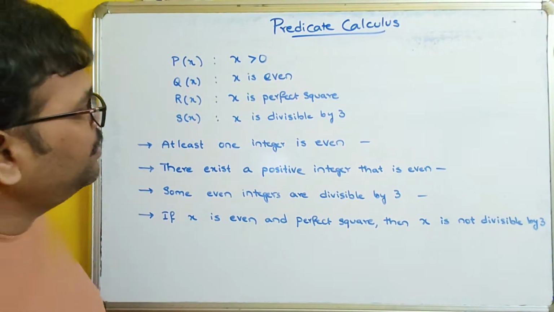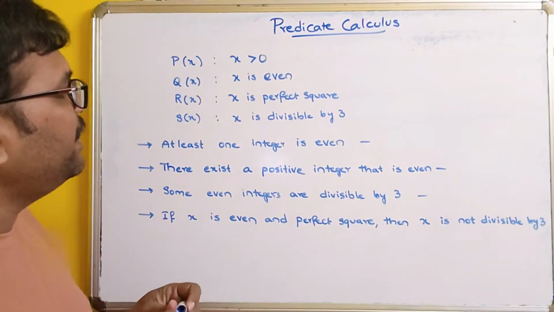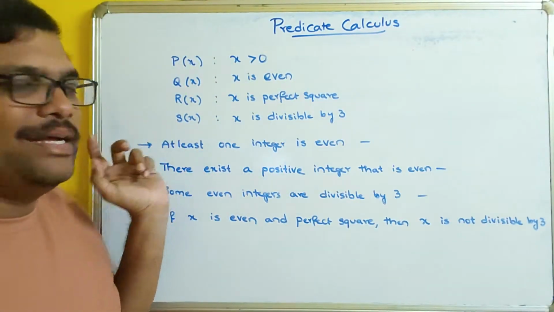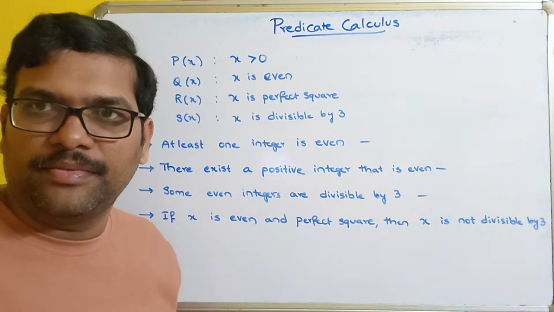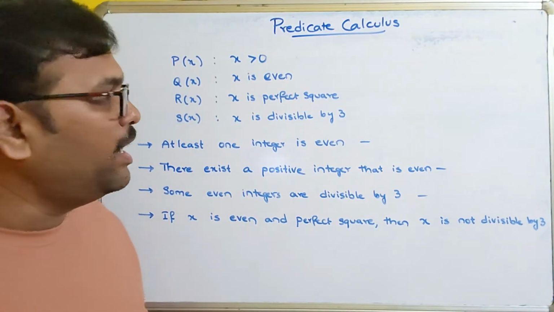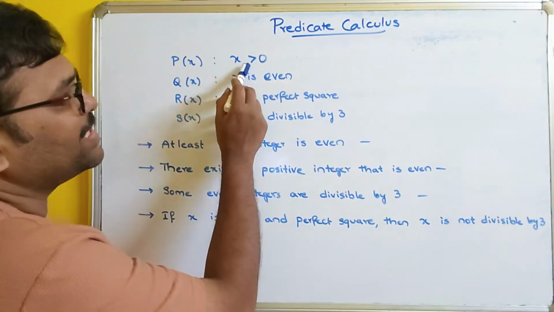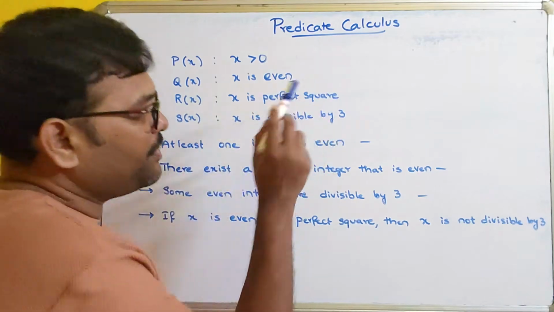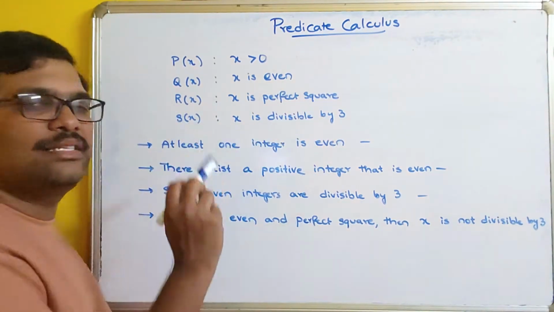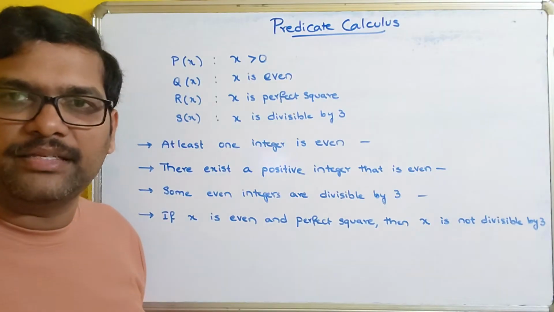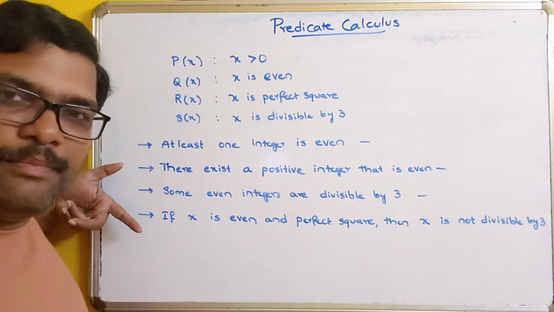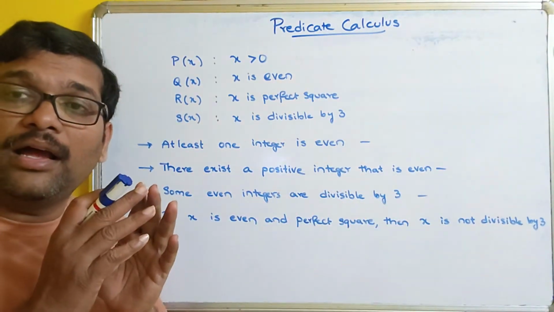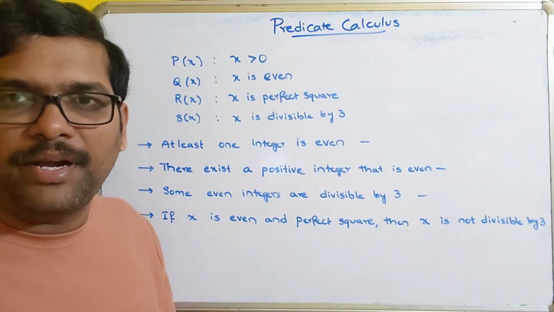So let us take this example. We are having 4 predicates, P of X, Q of X, R of X, and S of X. X is a subject, as we discussed just now. The first predicate is X greater than 0. Second predicate is X is even. Third predicate is X is a perfect square. And the fourth predicate is X is divisible by 3. There are 4 predicates. Now we are having different statements, so that we have to write down the formula along with the scope for that predicate.